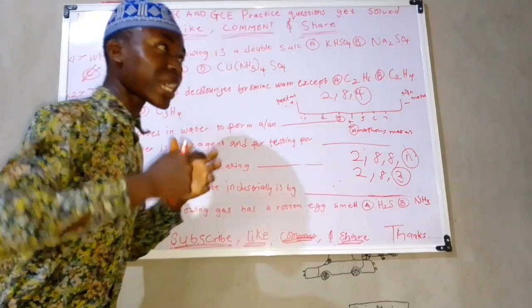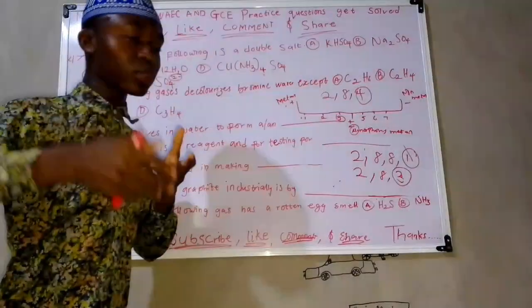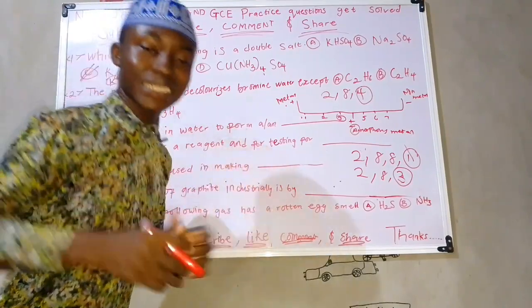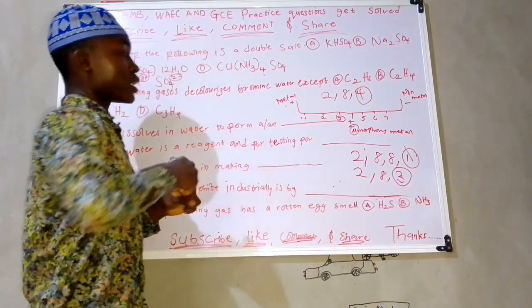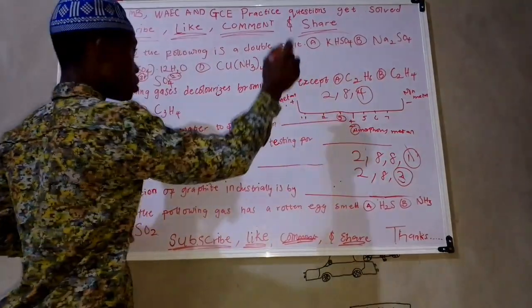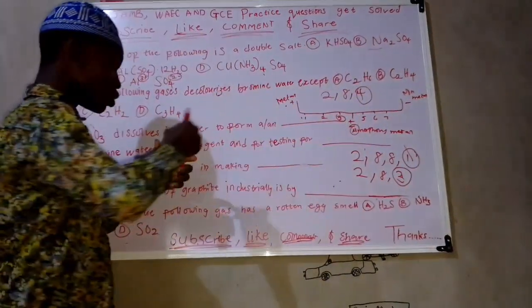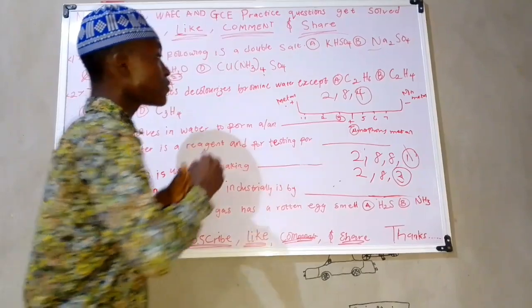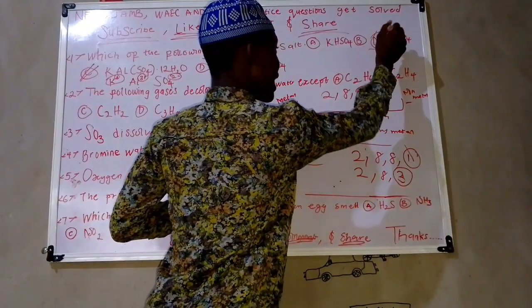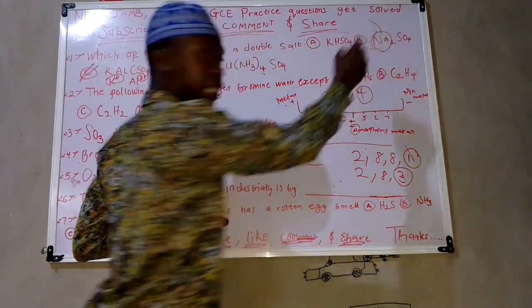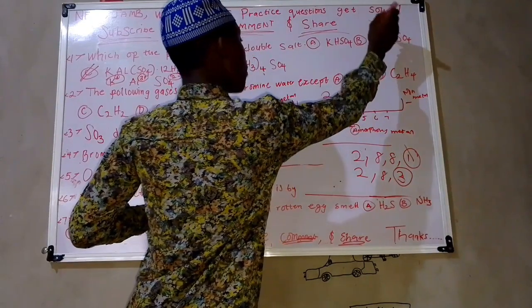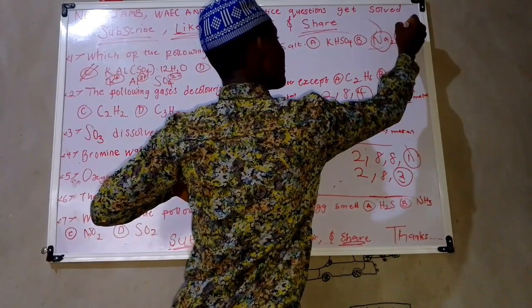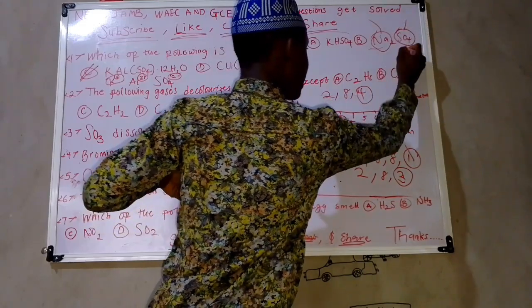Now for option A, this is an acid salt, because an acid salt is a compound that has a positive ion, a hydrogen ion, and a negative acid radical. Now this other one is a normal salt, because a normal salt possesses a positive metallic ion, since sodium is a metal, and a negative acid radical. You can see SO4 is a radical.